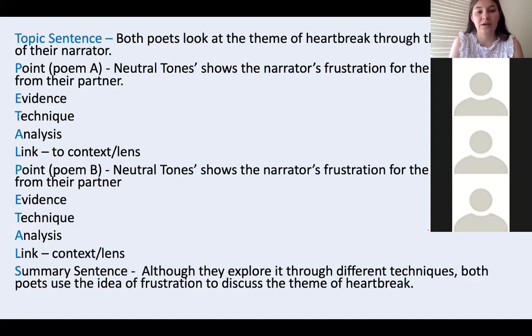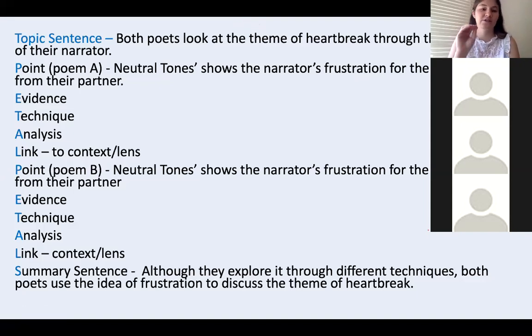So the P is the point, E is the evidence. What you're going to do is put your quote in there. So you're going to find a quote that shows that he's frustrated that his partner doesn't seem to put any effort into fixing their relationship. So you put a quote, okay? Then T stands for technique. So you're going to add in some kind of term, some kind of terminology that links to what is being used in that quote.